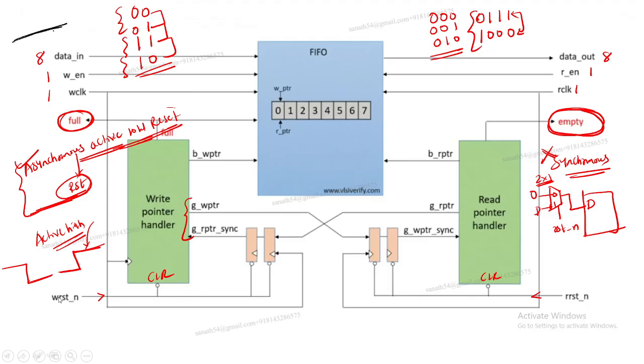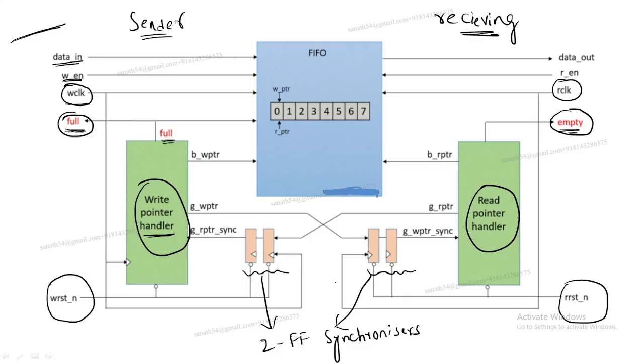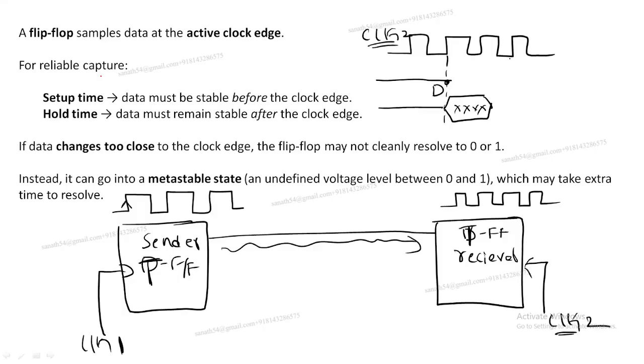Directly it is given to the clear signals of these two pointer handlers. As I told you, there are two flip flop synchronizers. This is for the sender and this is for the receiver. These are the signals you have, and the sender will send the data to the receiver.